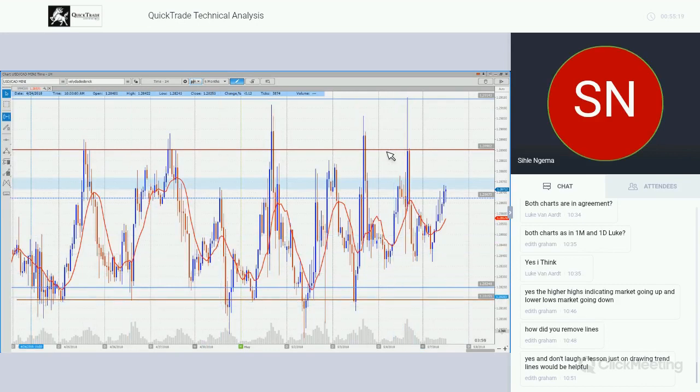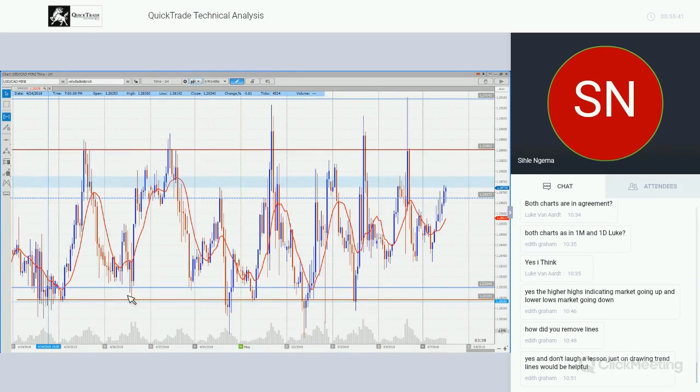Each time it comes up here, you go in and you sell, and that's how you will make your money when timing this market. Each time it comes down at the bottom here, around 1.28191 or 1.28200, that's when you can look to go in and take a long. Does this make sense to you guys?